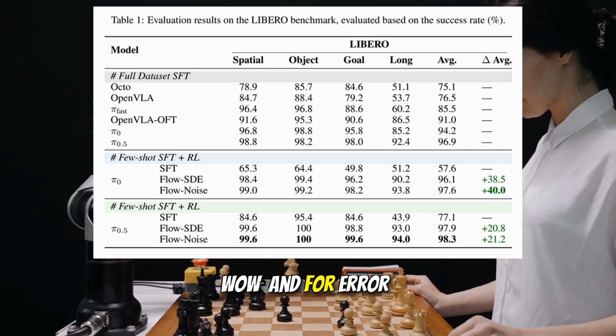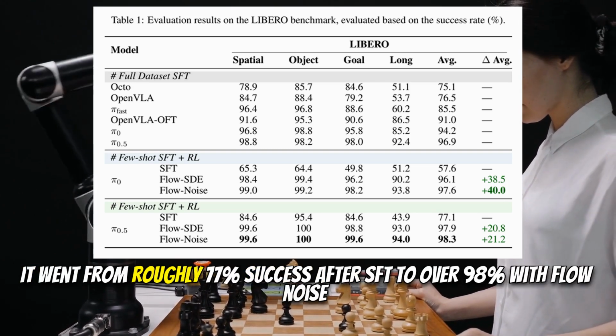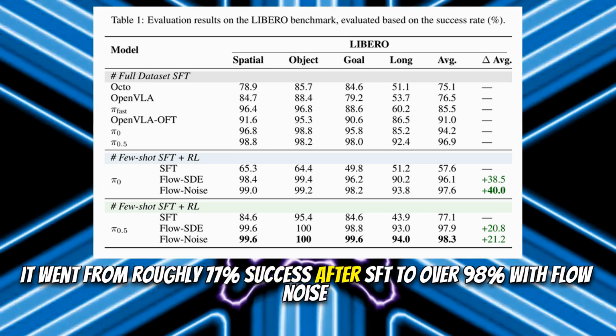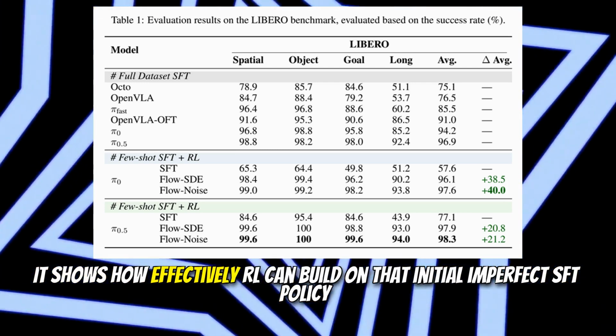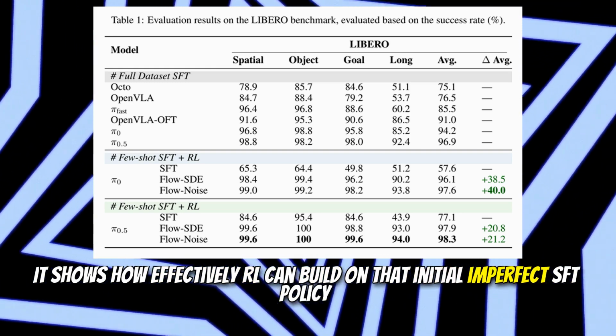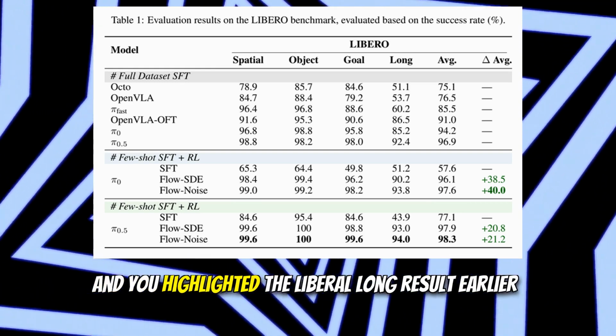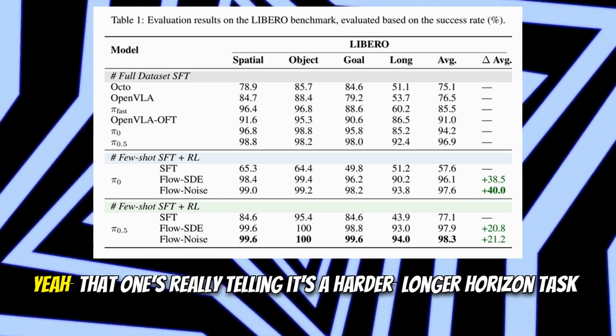Wow. And for the other one? Similar story. It went from roughly 77% success after SFT to over 98% with flow noise. It shows how effectively RL can build on that initial imperfect SFT policy. And you highlighted the Libero long result earlier. Yeah, that one's really telling.